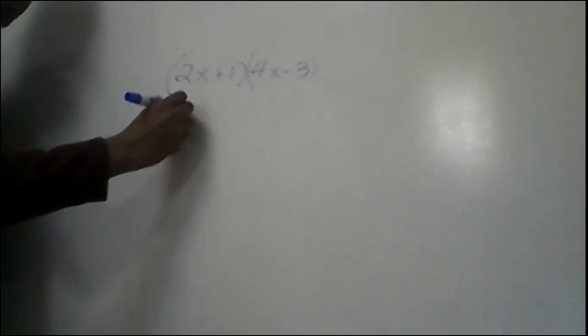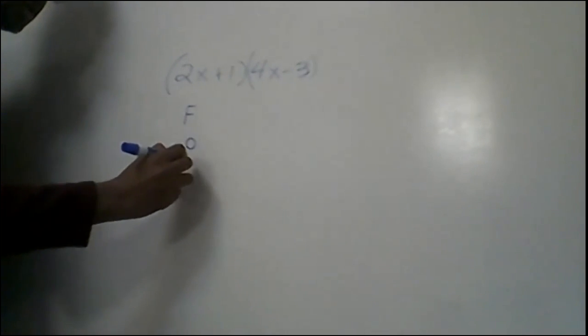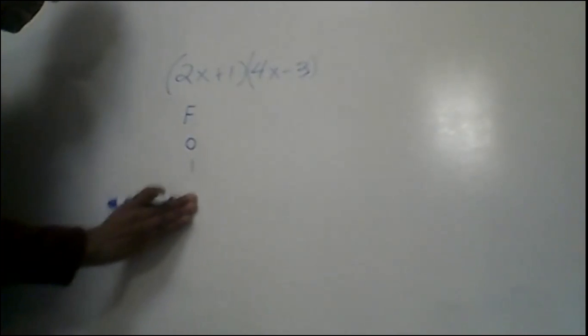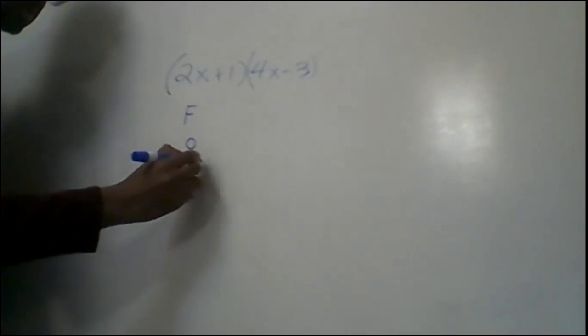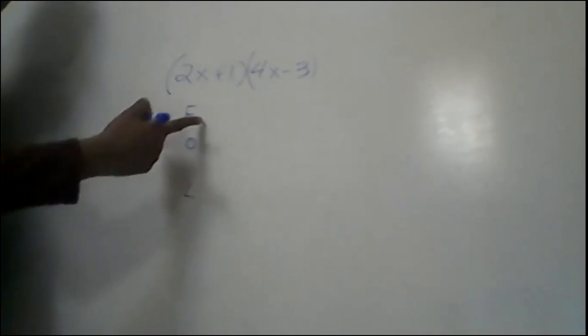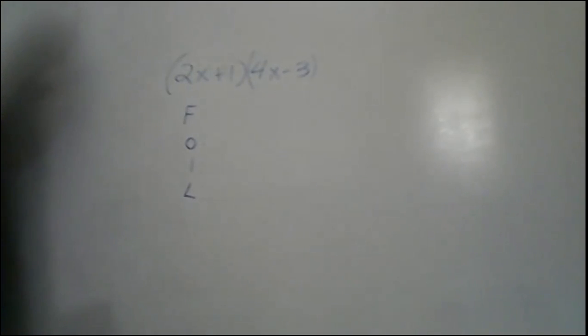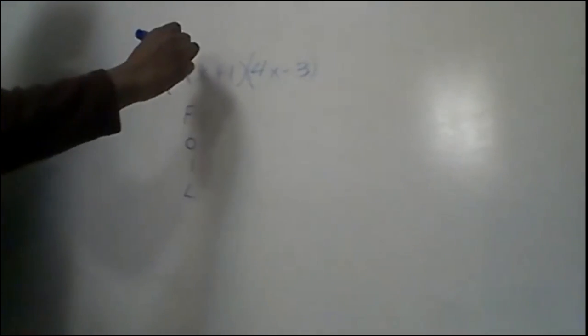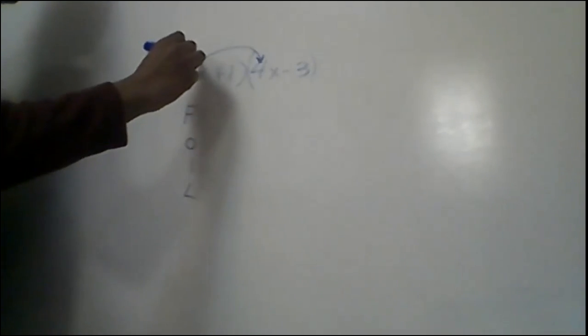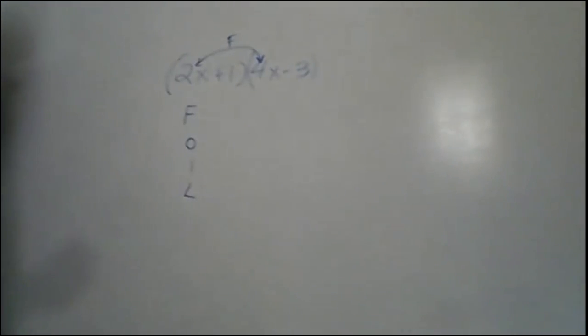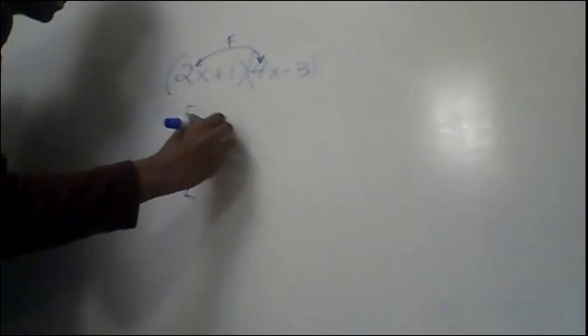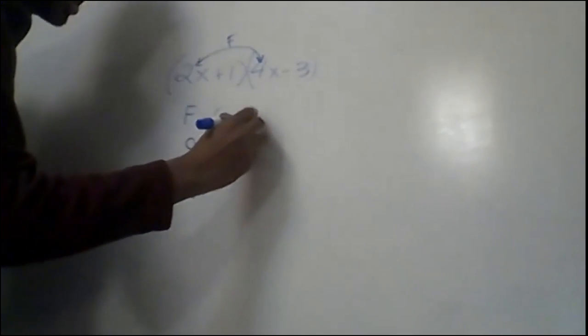So FOIL stands for first, outer, inner, last. First, we find the first terms in each of the parentheses. This one and that one. First. So 2x times 4x.